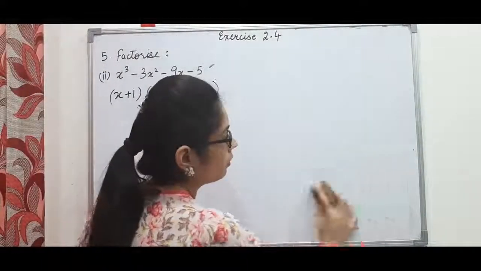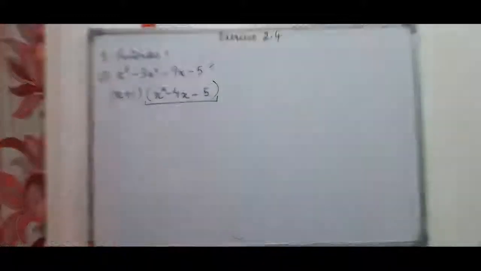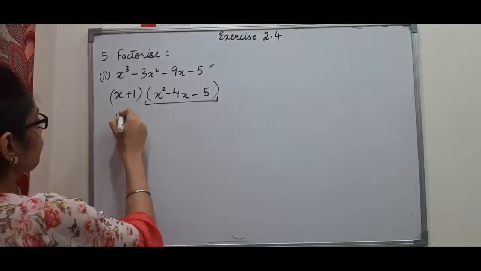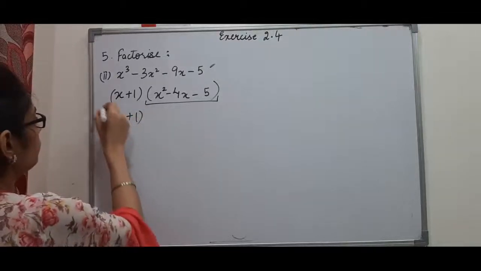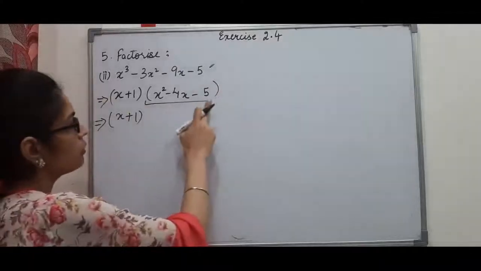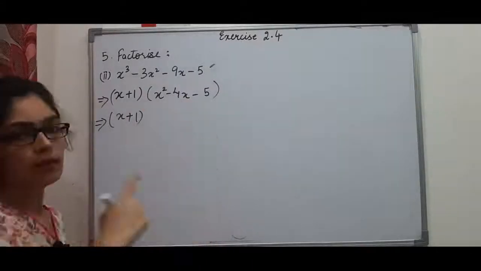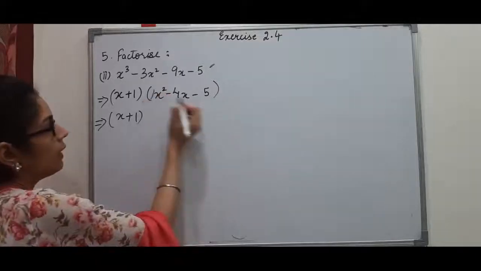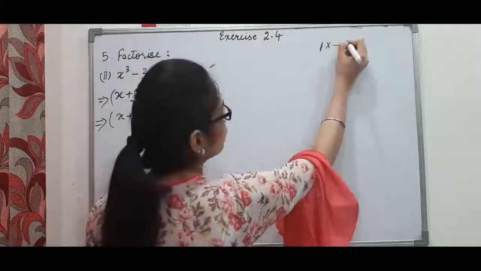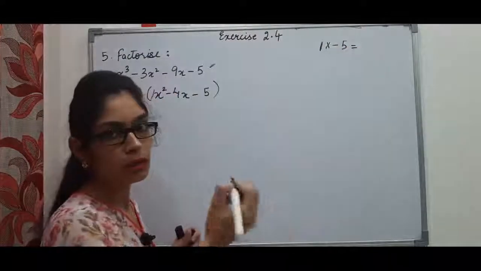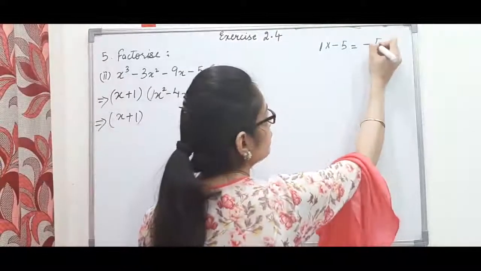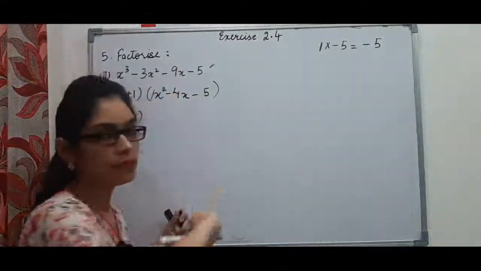So this you can write in your main answer, everything you can write now. So this x plus 1 you can write as it is, and here, the first step which we have done that time: the product of the first term and the last term, which is 1 into minus 5. You have to write the terms along with the signs. You don't have to write any variable. So 1 into minus 5 is minus 5. So this is the product of first and last term.